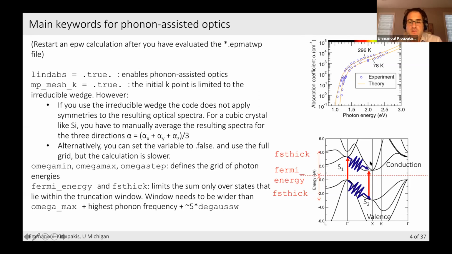Okay, so the code will only consider states that start or end within this window you specify. You specify the middle of the window, which we call the Fermi energy, and you specify the thickness of the window around which you will calculate the absorption.